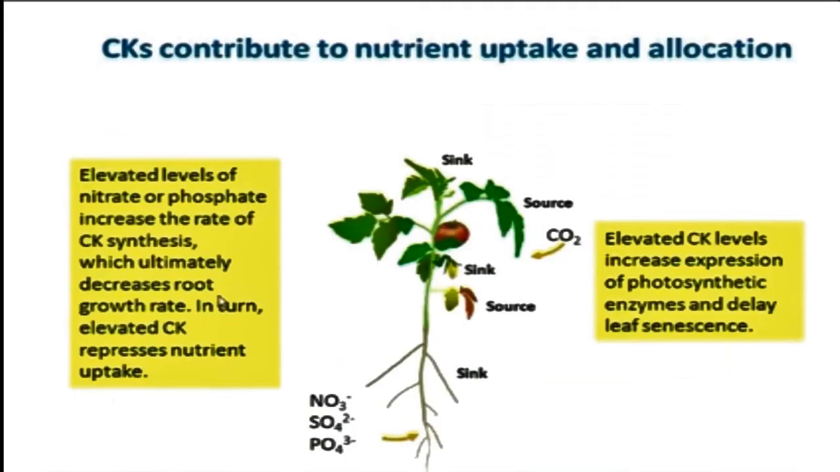CYP735A. Here we can see that cytokinins contribute to nutrient uptake and allocation. That is, if the levels of nitrate and phosphate are elevated, there is an increase in the rate of cytokinin synthesis, which ultimately decreases the root growth rate. Whereas if the cytokinin level is elevated, it represses nutrient uptake. And here we can also see that elevated cytokinin levels increase the expression of photosynthetic enzymes and delay leaf senescence.